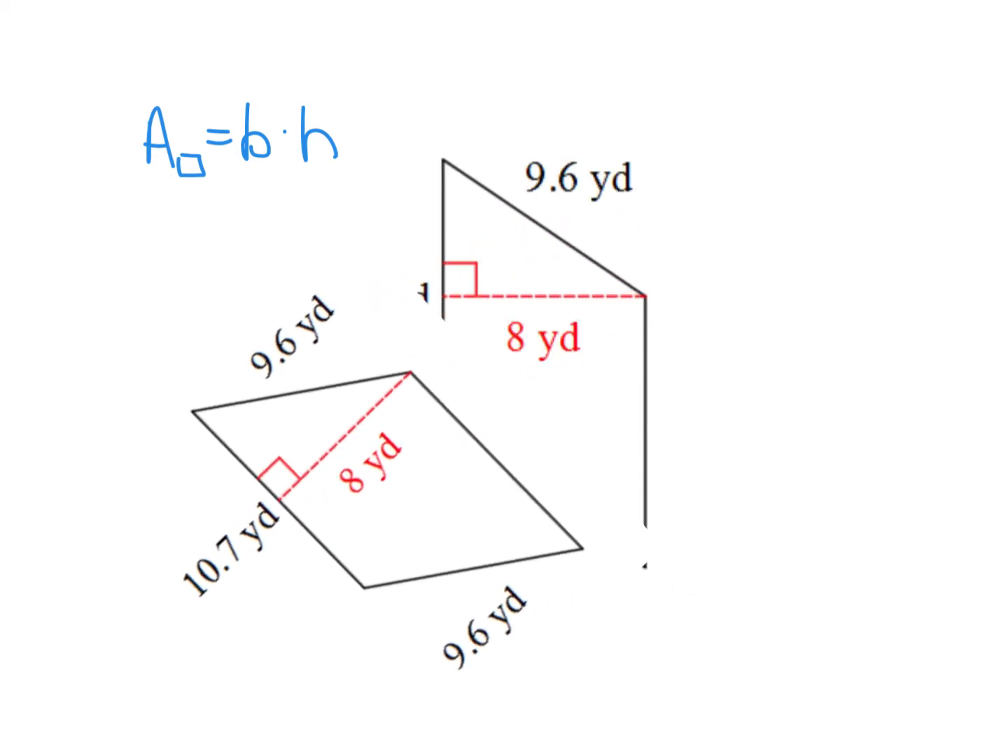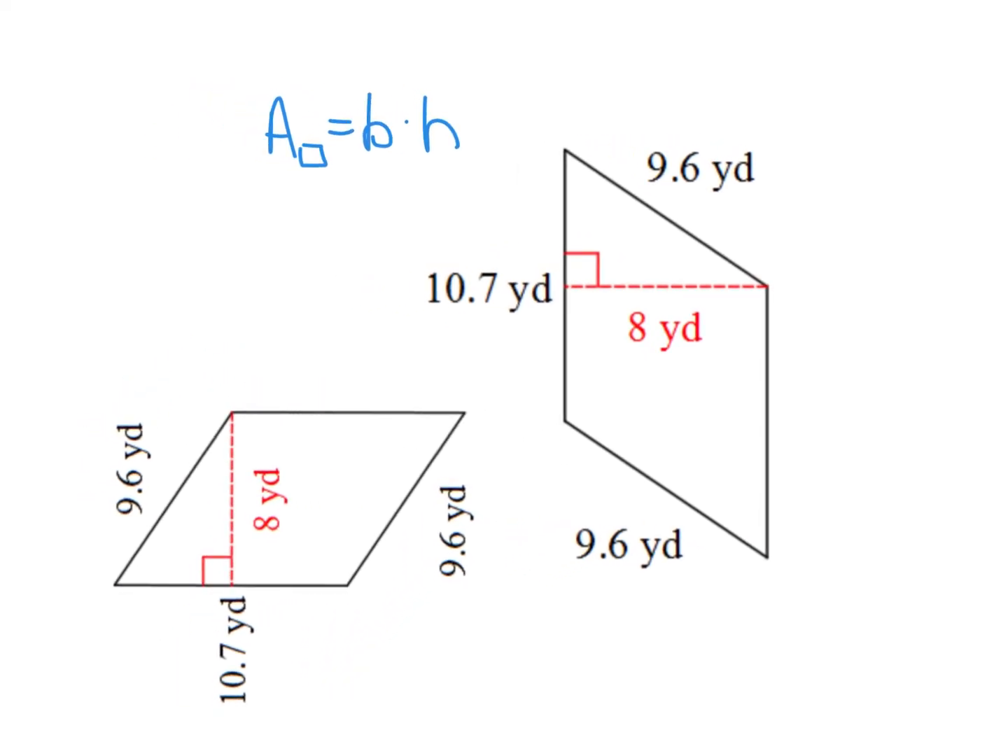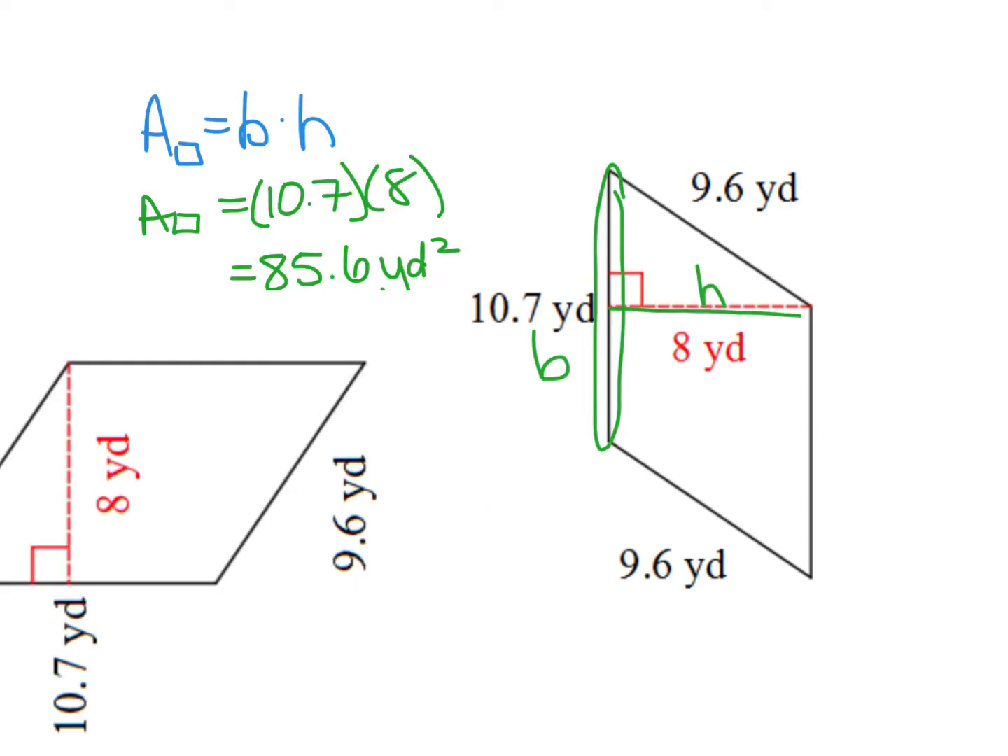So we need to turn the parallelogram in a way that the 8 becomes visually the height, and we can see then that the 10.7 is the base. So when we calculate the area, the 9.6 will not be used. It will just be the 10.7 as the base and the 8 as the height. So plugging in the 10.7 and the 8, multiplying those out, 85.6 square yards.